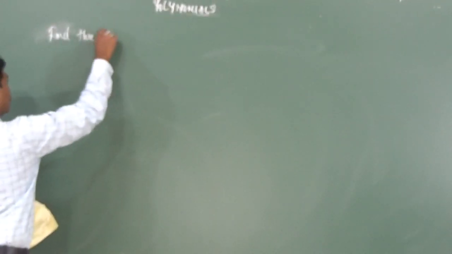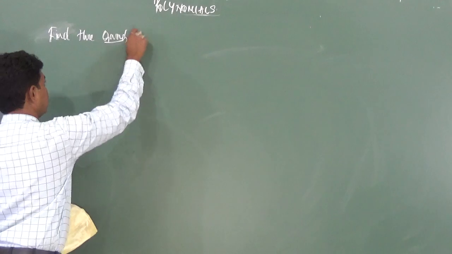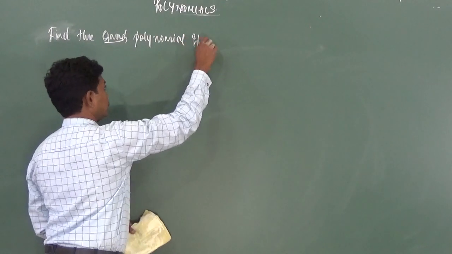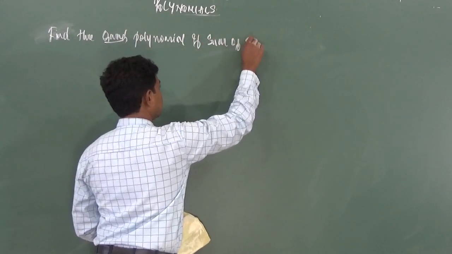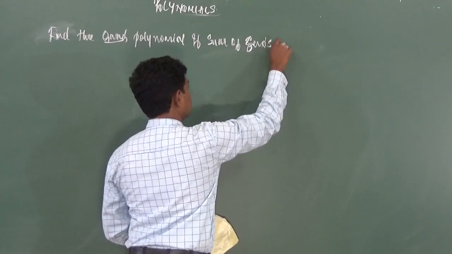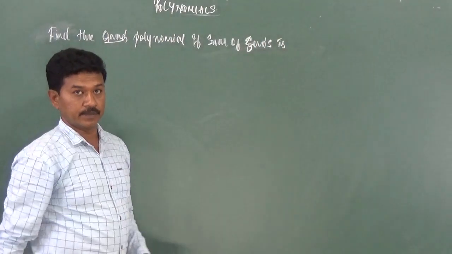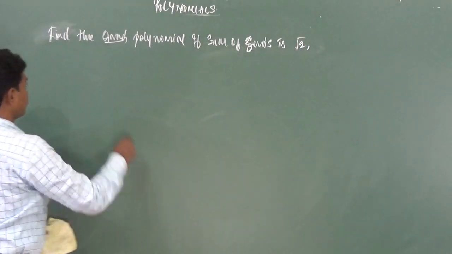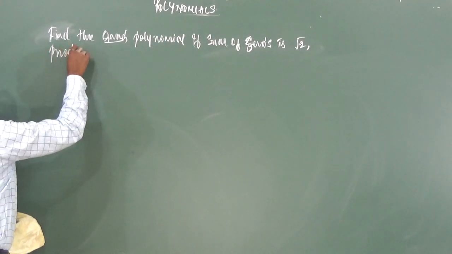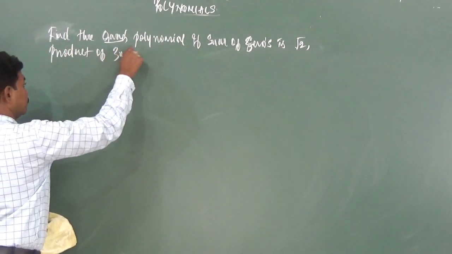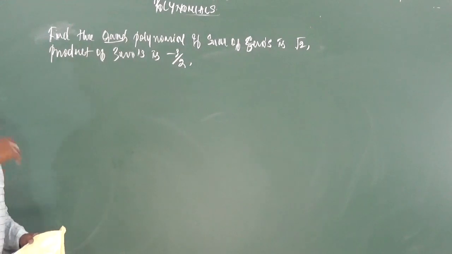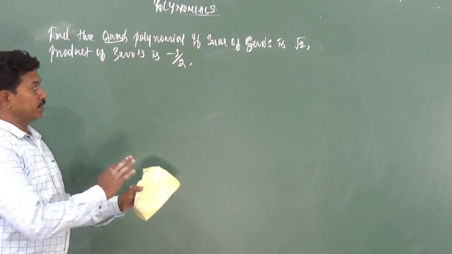Okay, write: find the quadratic polynomial if the sum of the zeros is root 2. Sum of zeros is root 2. Product of zeros is minus 3 by 2. So he has given the sum of the zeros and product of the zeros. You have to find the required polynomial.